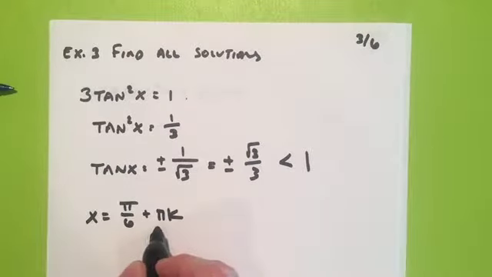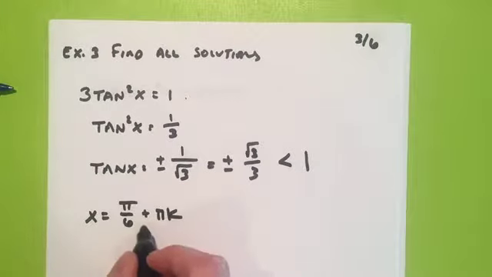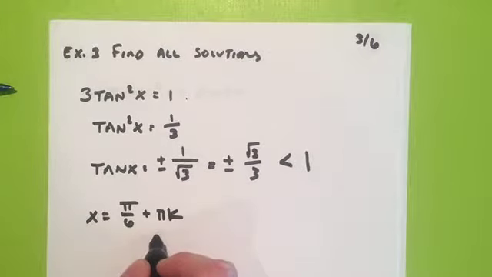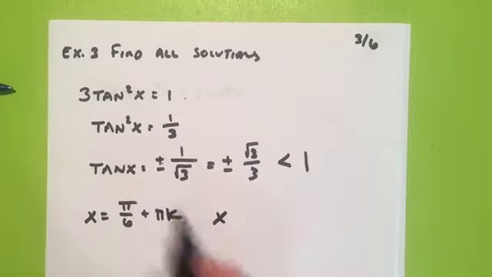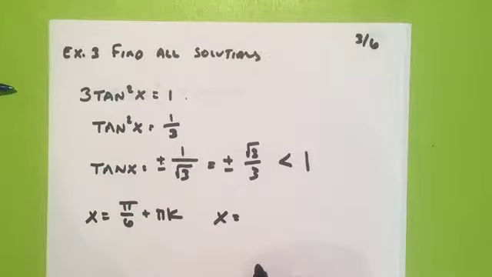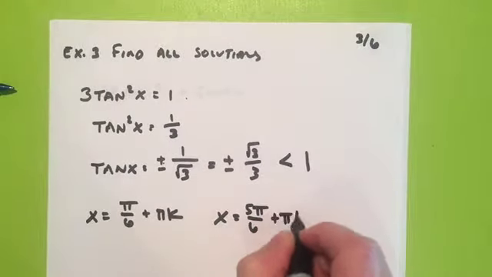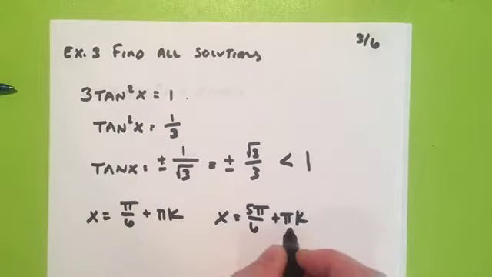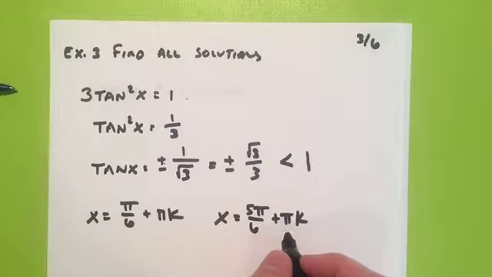The period for tangent is only pi. If we have pi over 6 plus pi k, that'll also give us 7 pi over 6, which is the angle in quadrant 3. That's where tangent is positive. Tangent is negative in quadrants 2 and 4. So I look at the pi over 6 reference angle in quadrant 2. I've got 5 pi over 6 plus pi k, plus pi k once again because the period for tangent is pi.